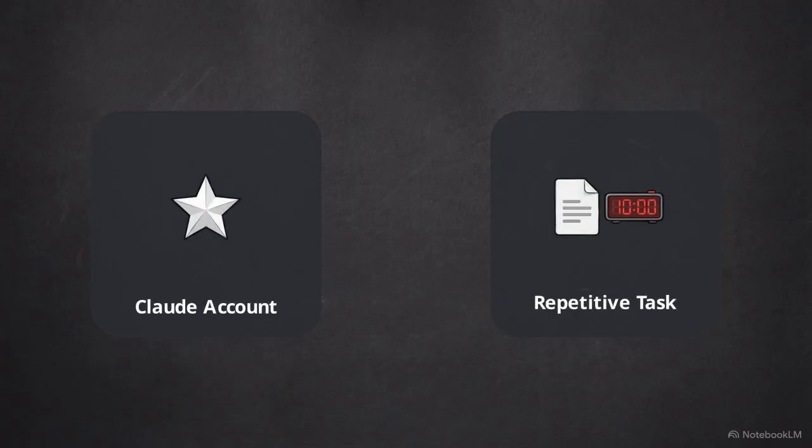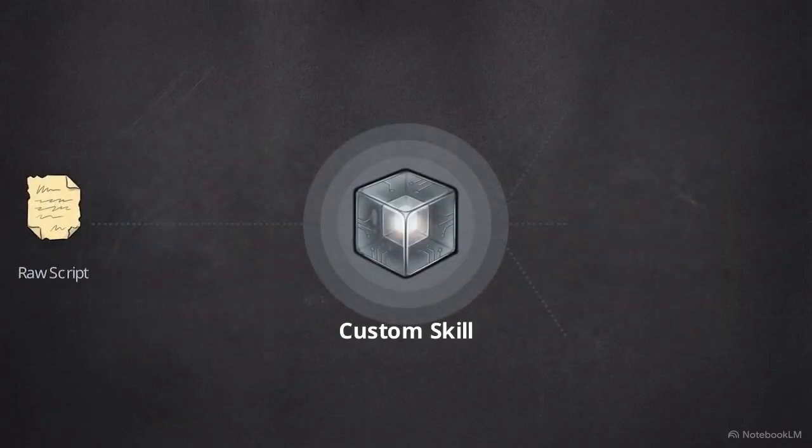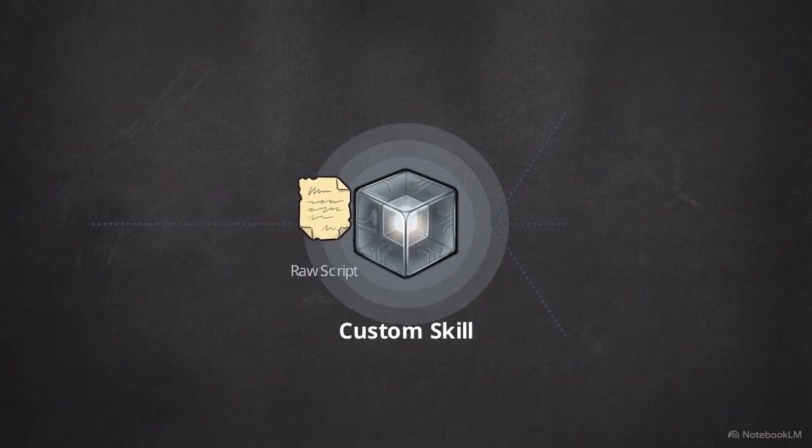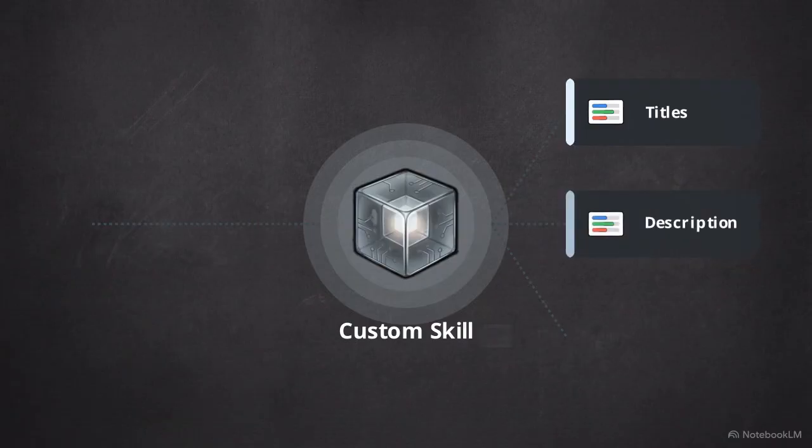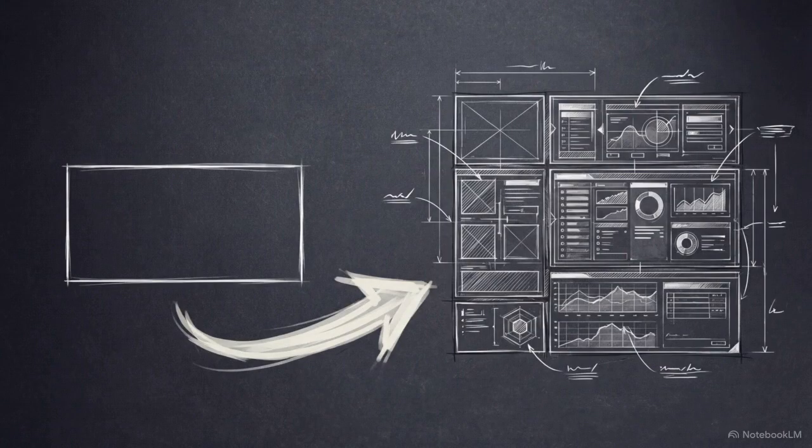To set this up, you only need 2 things: a standard Claude account and one highly repetitive text-based task that consumes your time. For our project today, we are going to automate a specific bottleneck, taking a raw, disorganized video script and turning it into perfectly formatted YouTube metadata, including titles, descriptions, and timestamps. Transitioning from repetitive manual prompting to building permanent skills converts Claude into a customized software suite.